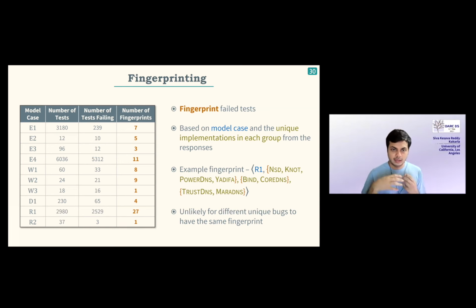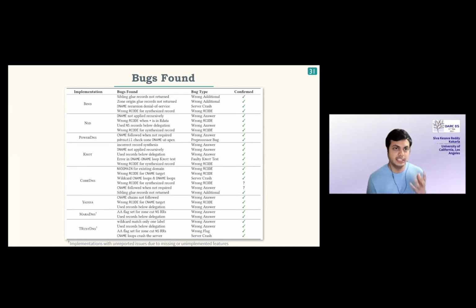Once again, this is the total list of the bugs that we found by inspecting the failed test cases using the fingerprinting technique. Out of the 30, almost all of them are confirmed except 2 in CoreDNS, which I filed and they haven't responded yet, but there are also some issues in CoreDNS. And in MaraDNS and Trust DNS, there are a lot more issues that we found, but we haven't reported them because they are missing some features, or they don't have some of the features implemented.